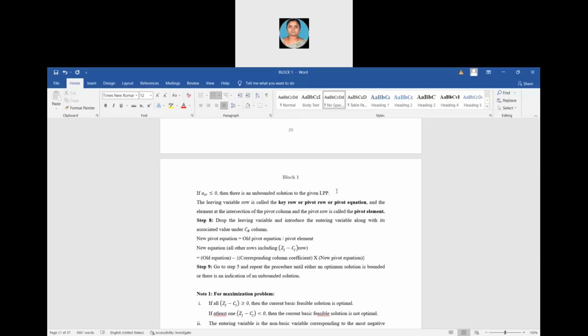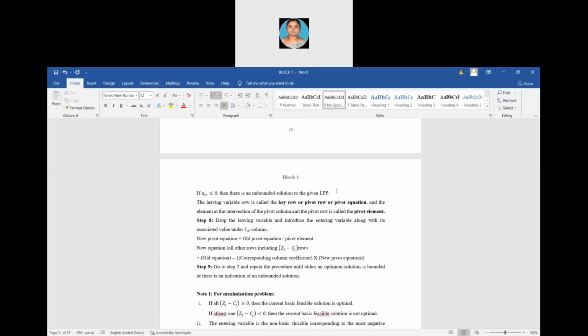But if you are doing the problem very well, we can understand what we have to do there. So the last step is step 5. If you are not getting any proper value, you have to go for step 5 once again and repeat the procedure until either an optimal solution is found or there is an indication of an unbounded solution.